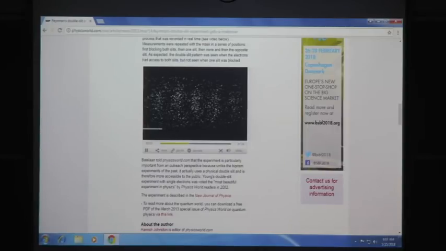So each speck on this screen is representing a single electron falling on the screen. So we're detecting single electrons one by one. And there's only one electron through the apparatus at a given point in time.